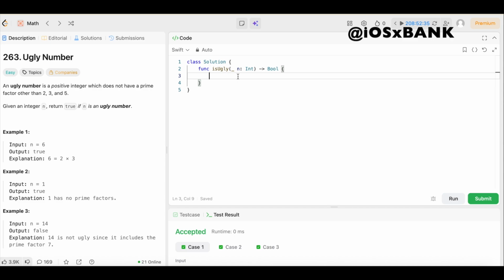Alright, y'all, we're back again, another day, another LeetCode problem where we're doing daily LeetCode problems. And today we have question number 263, Ugly Number. The difficulty level is easy, but don't worry, because you already know we're going to keep the solution as simple and easy to understand as possible.